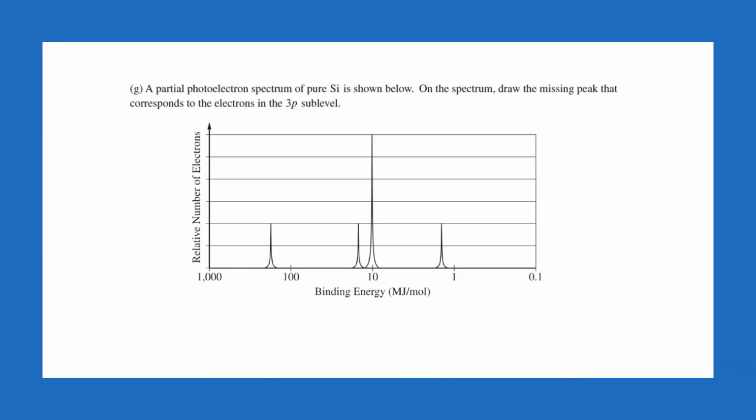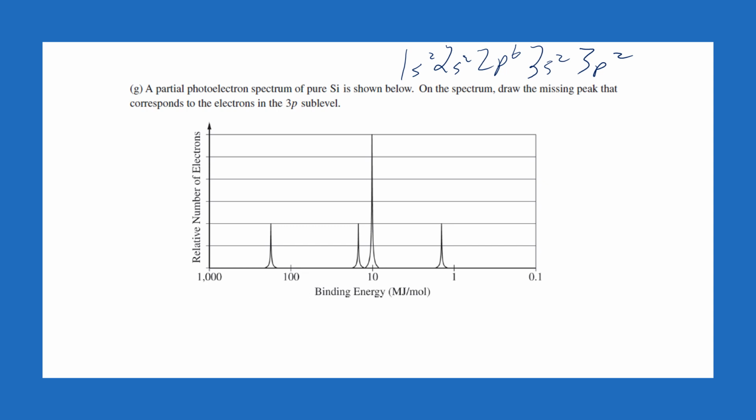So now we have a photoelectron spectrum of pure silicon. On the spectrum, draw the missing peak that corresponds to the electrons in the 3p sublevel. So hopefully you look back to your previous answer. You already wrote the electron configuration, hopefully. 3s2, 3p2. That's what the answer was for the electron configuration.